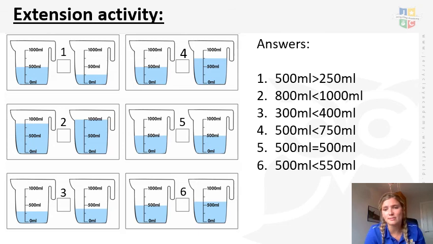Number 5, 500 millilitres is the same as 500 millilitres. And number 6, 500 millilitres is less than, and we can see that it's just above the 500 millilitres, so it should either be 550 or 600 millilitres.